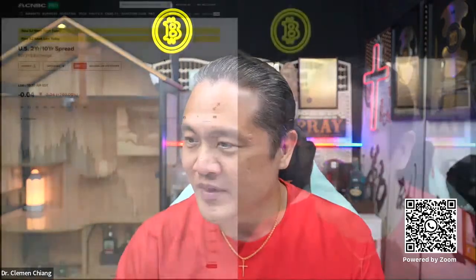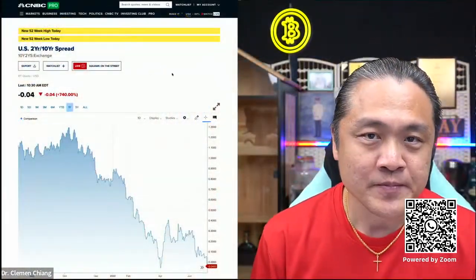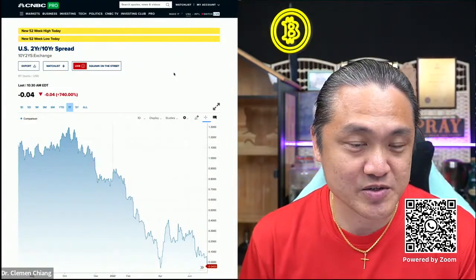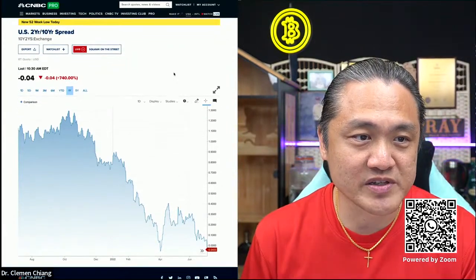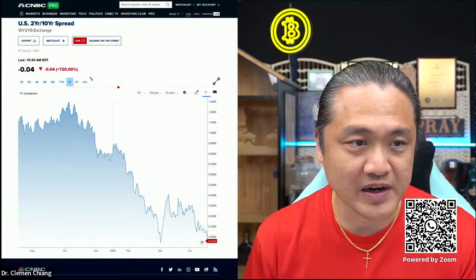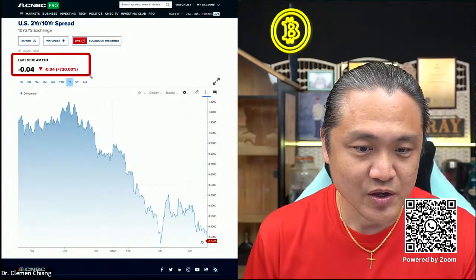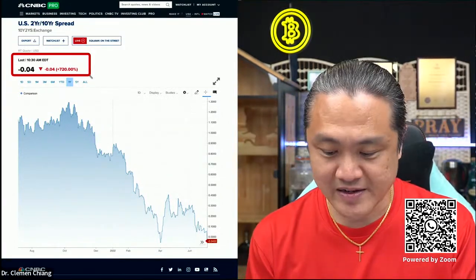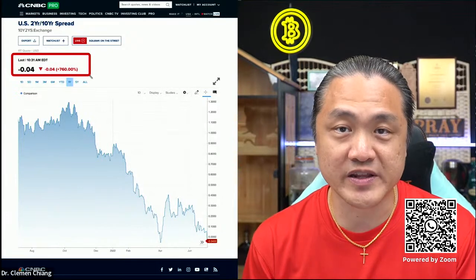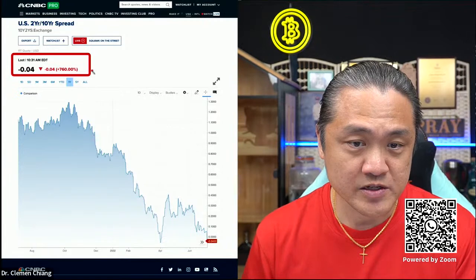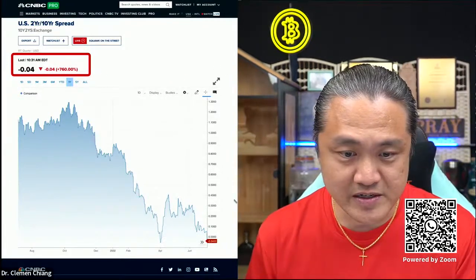All right, so I'm going to switch over right now to take a look at this all important chart, and that is the 10-year versus the 2-year spread. Typically what we do is take the 10-year minus the 2-year, and if we see a negative number like this today, we are in serious problem right now, because that is the actual definition of an inverted yield curve. This is exactly what we are looking at this moment.